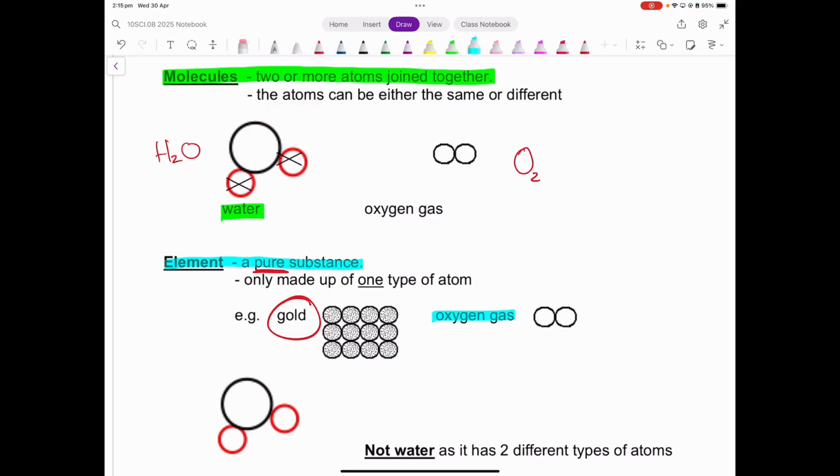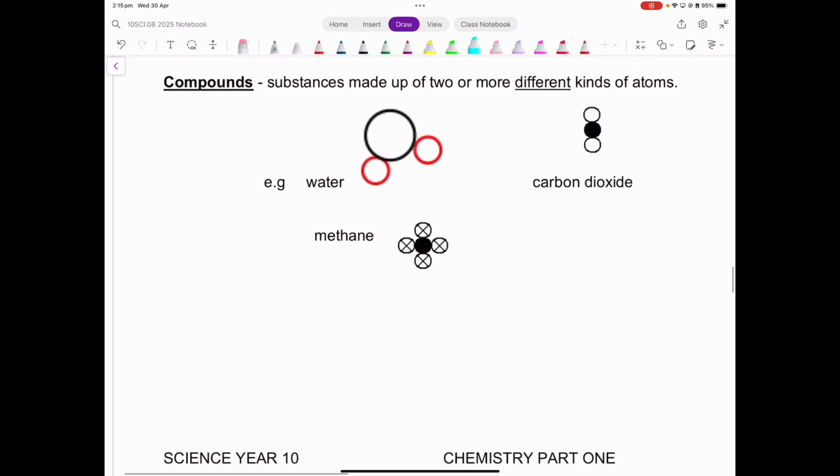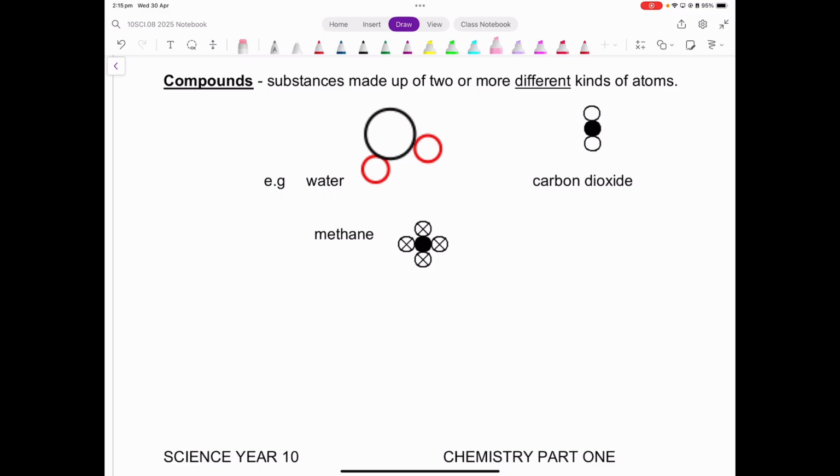When we talk about oxygen gas, it is 2 oxygens bound together. Is this 2 or more atoms bound together? Yes. So these examples are both an element and a molecule. Okay. Now, here's the most important one. Compound. When we talk about a compound, it is something that is made up of 2 or more different. And I can't underline that word different more. Okay? 2 different atoms.